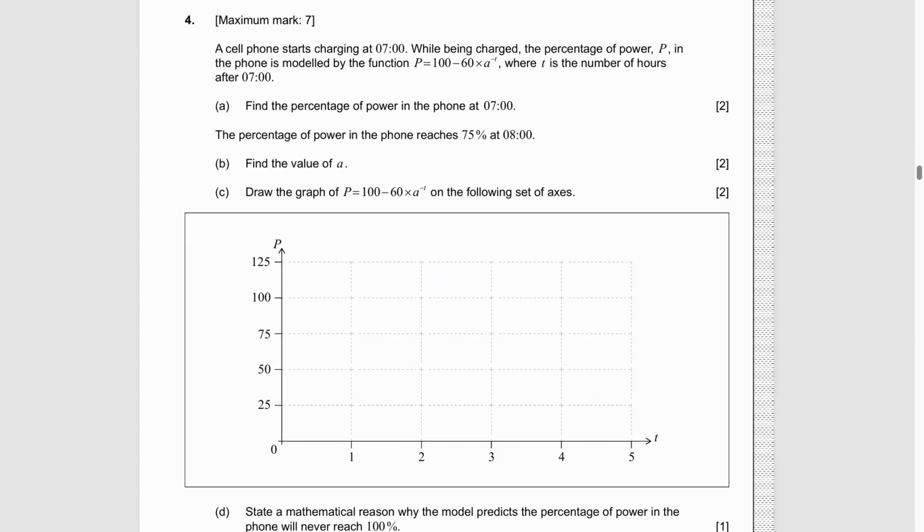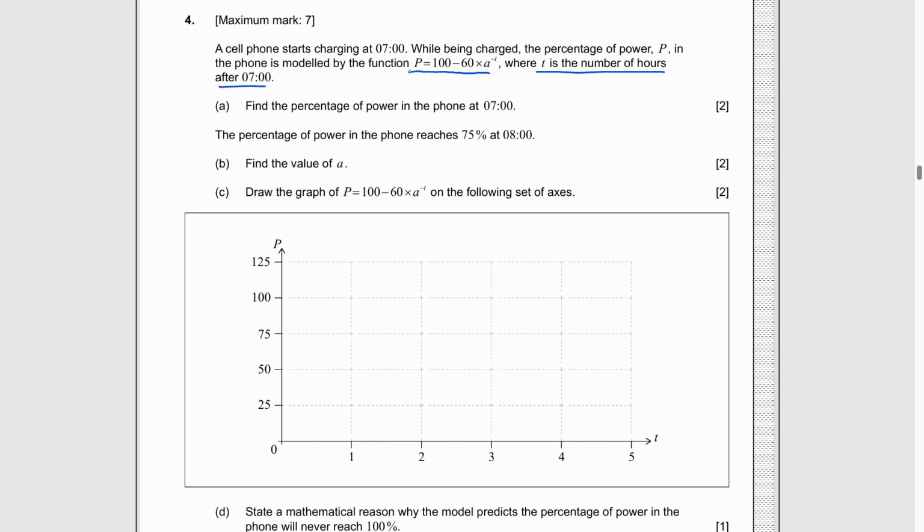Question 4. We have P, the percentage of phone power, modeled by an exponential function, where T is the number of hours after 7 o'clock. Part A. We want the percentage of power at 7. That's just substituting T equals 0 into the function. Part B. We are told that P is 75 at 8 o'clock. So we put T equals 1 and P equals 75 into the formula and solve to find A equals 2.4.